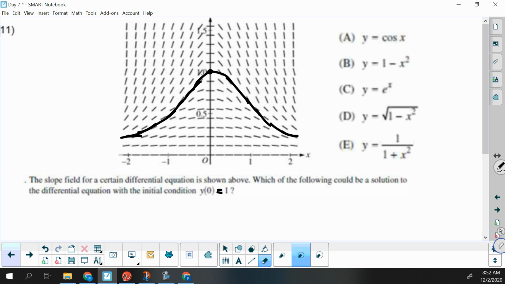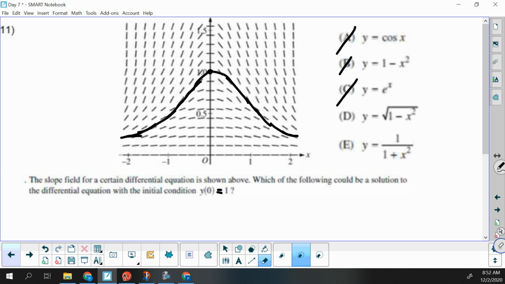So cos x, okay, it starts at 1 on the y-axis, so that seems reasonable. But cos should hit the x-axis at pi over 2. Pi is 3.14, so pi over 2 is a little bit bigger than 1.5. And this is not going to hit the x-axis at 1.5. Notice by these really flat slopes, our solution should level off at the x-axis. It's not going to go through it. 1 minus x squared should be a parabola that's upside down and shifted up 1. So we've got the shifted up 1 part, but it should have roots at -1 and 1, and we're not going through that. This is not e to the x, because e to the x would keep growing.